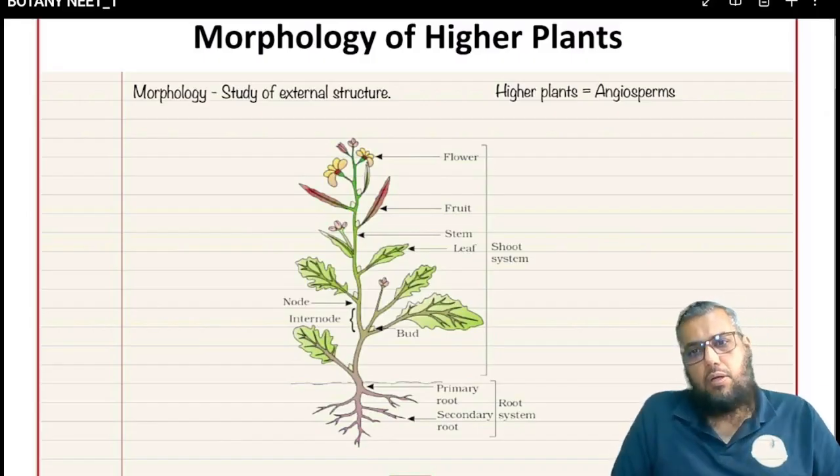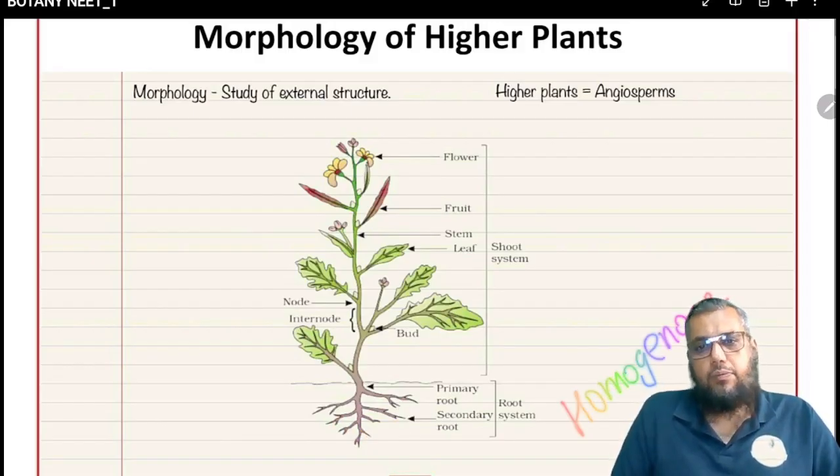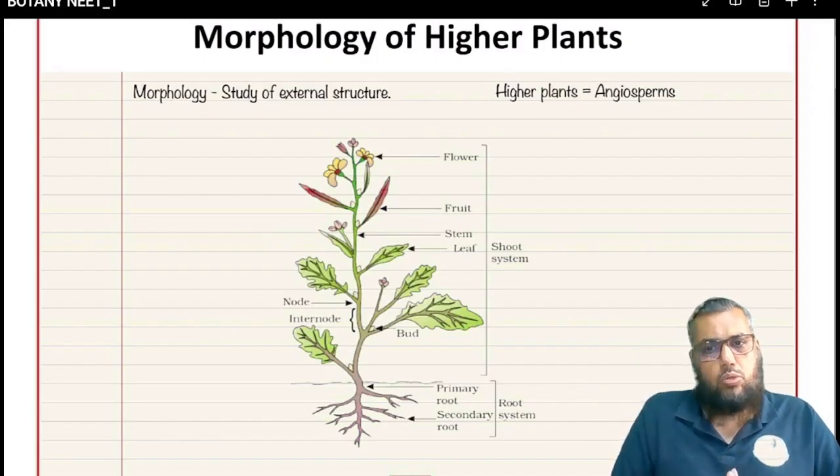As we go further, we'll come to note exactly technically how to define a root and how to define a shoot. But generally, you will find that a typical root system shows the presence of a primary root from which arise secondary roots, and from the secondary roots can arise more roots, which will be called tertiary roots. So the root system is quite homogeneous. Homogeneous means it is made of the same type of parts. That is why it is called homogeneous. It has only roots and roots, nothing else.